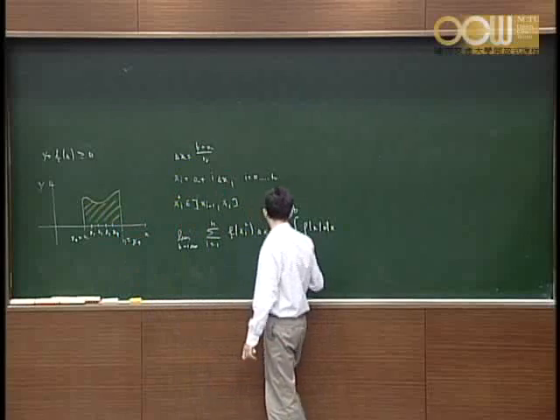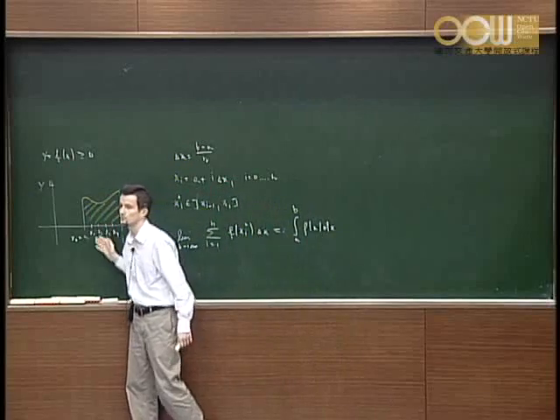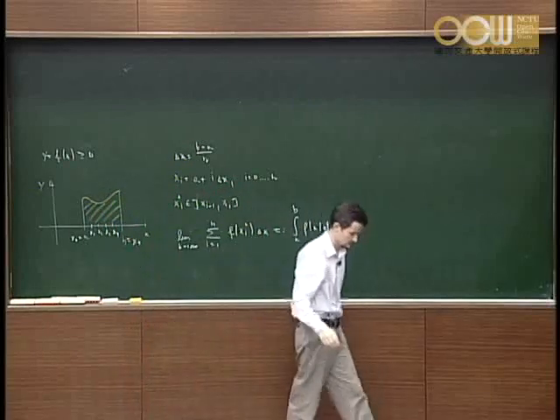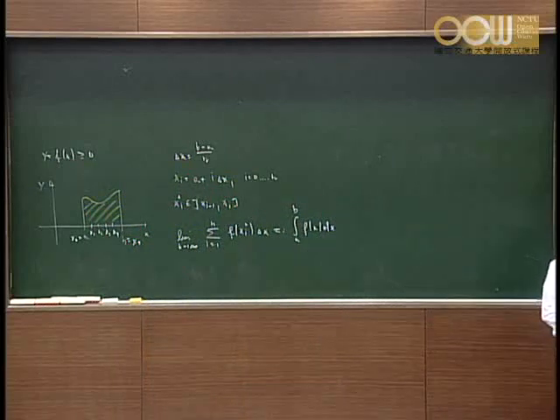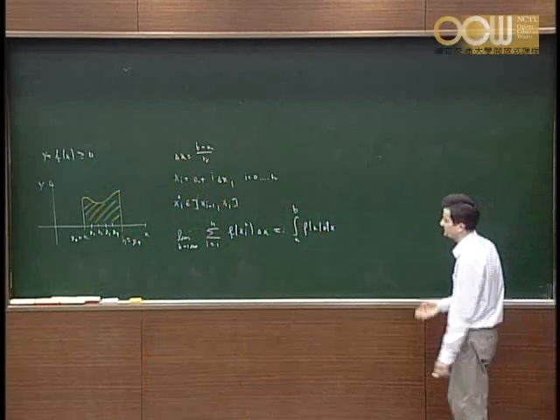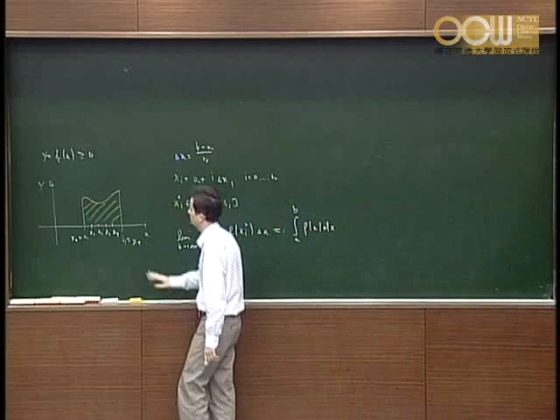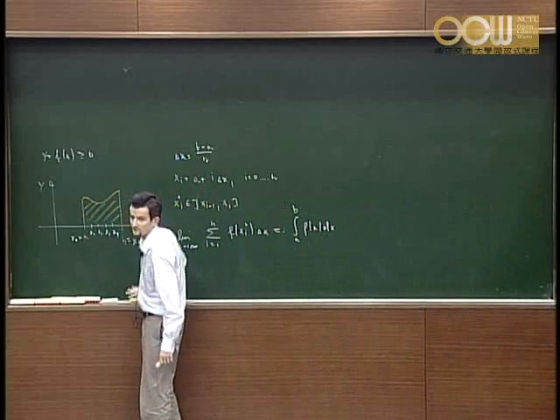But if f does not satisfy this property, you do not have this interpretation, or I should say you still have the interpretation, but as a net area, where you have to count parts where the function is above the x-axis as positive and otherwise negative.